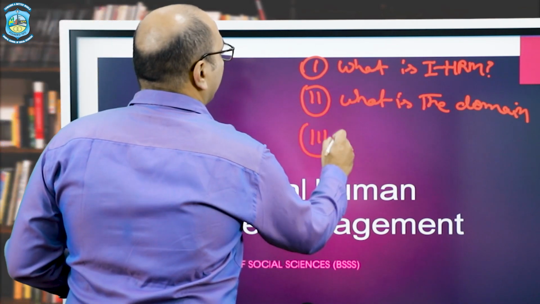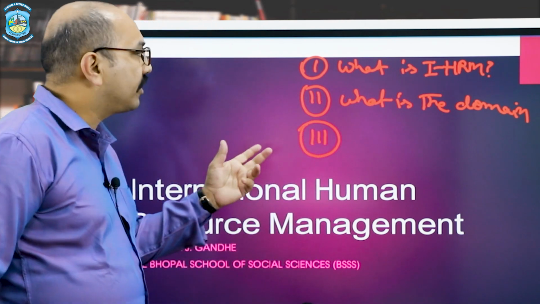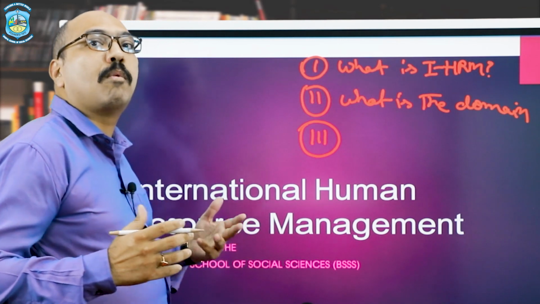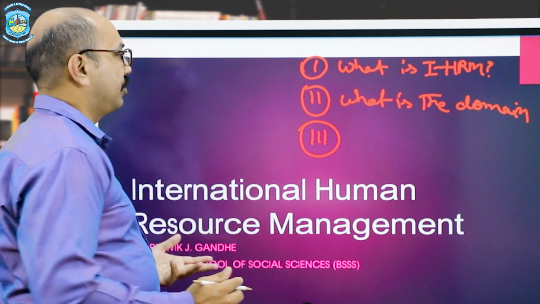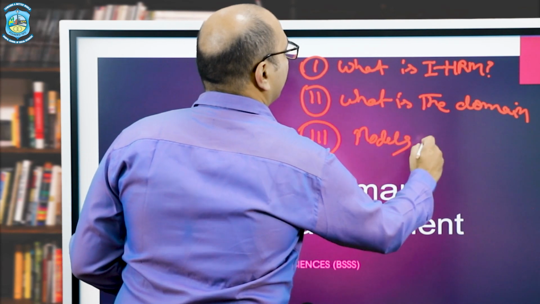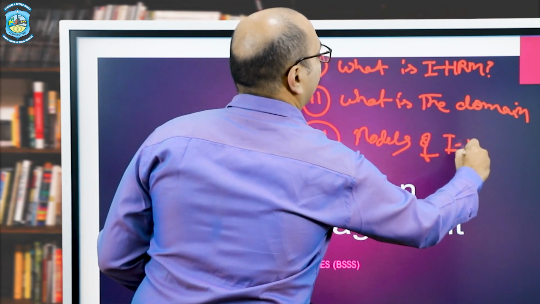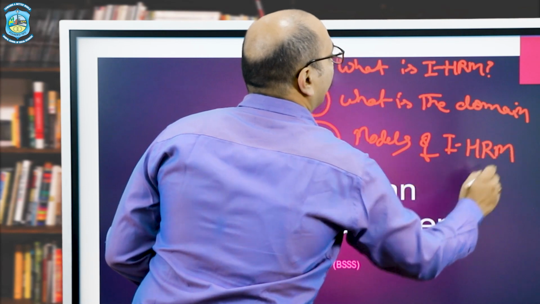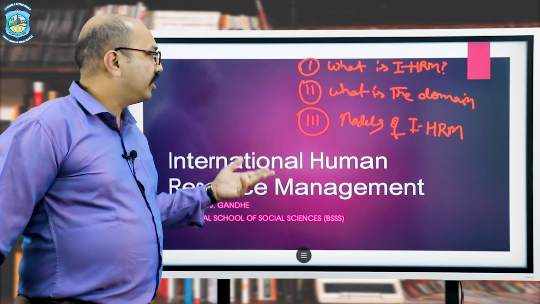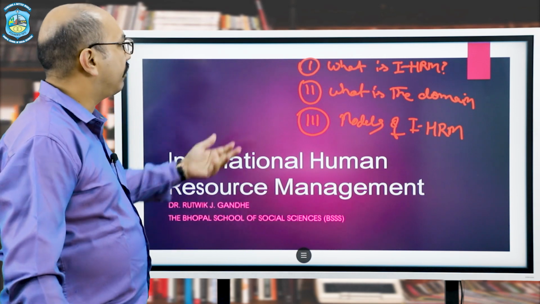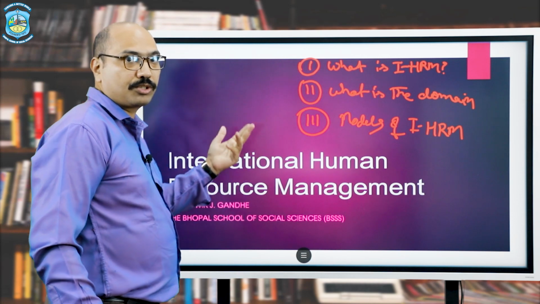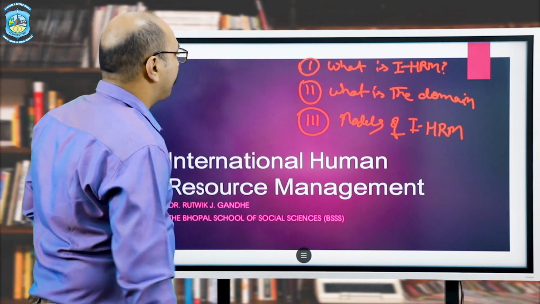Third aspect that we are going to cover in this module is the typical models of international human resources management. So the third thing that we are going to have a look at is models of IHRM. There are 4 models of IHRM that I am going to speak about in a short while, when we come to this particular point.